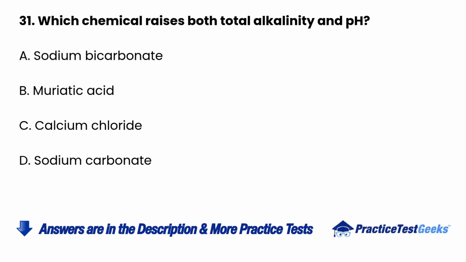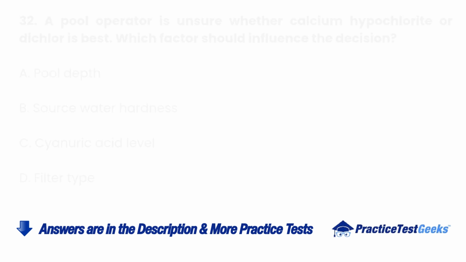31. Which chemical raises both total alkalinity and pH? A. Sodium bicarbonate. B. Muriatic acid. C. Calcium chloride. D. Sodium carbonate.